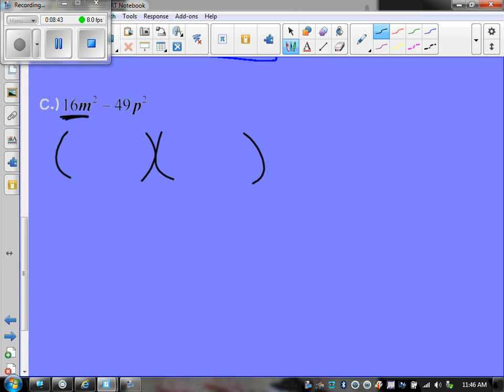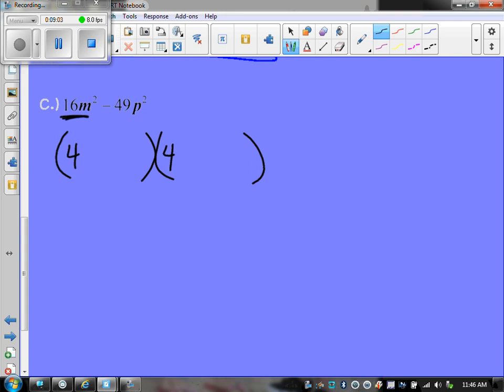I don't want to do 8 and 8, because if I were to FOIL that back out, what is 8 times 8? Isn't that 64, not 16? So what number, the same number, multiplies to get me 16? AKA, what's the square root of 16? Could I say 4 here and 4 here? But I don't just have a 4 in the front there.